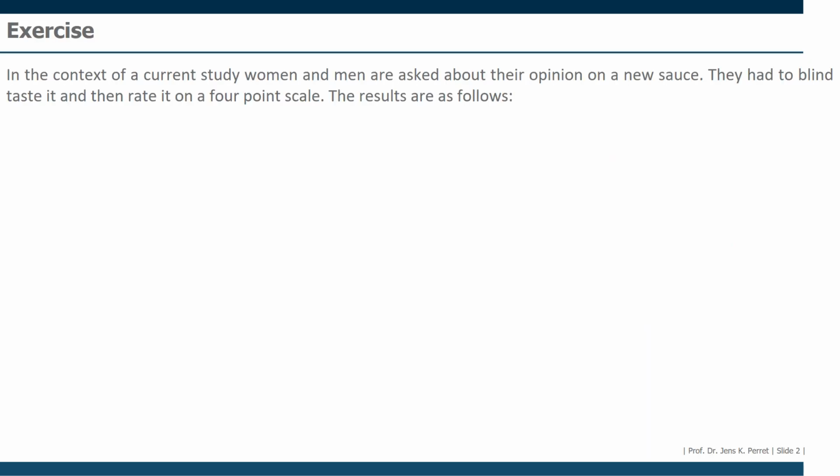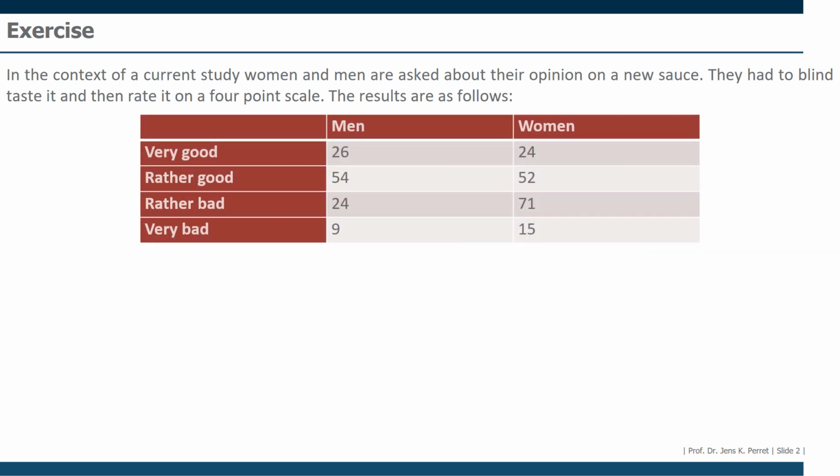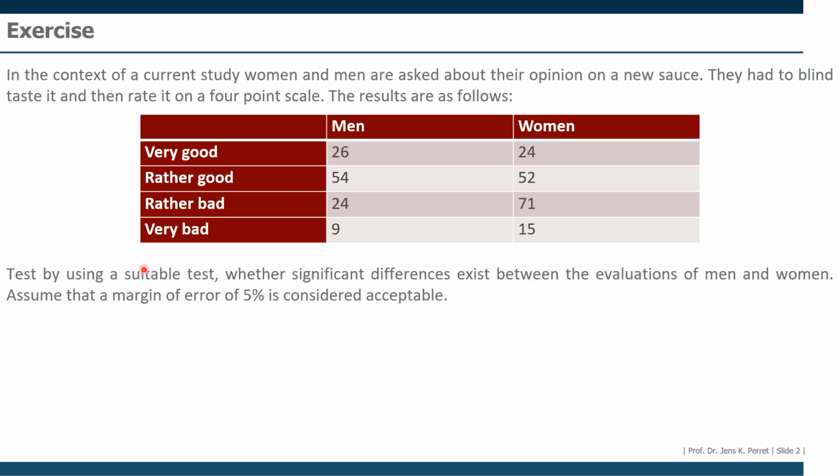In the context of a current study, women and men are asked about their opinion on a new source. They had to blind taste it and then rate it on a 4-point scale. The results are as follows. And we have for men and for women the 4 possible different outcome categories. Our task now: test by using a suitable test whether significant differences exist between the evaluations of men and women. Assume that a margin of error of 5% is considered acceptable.